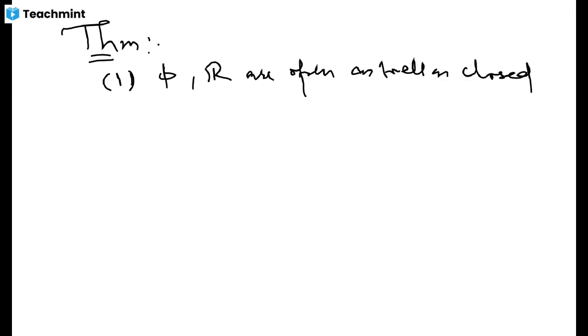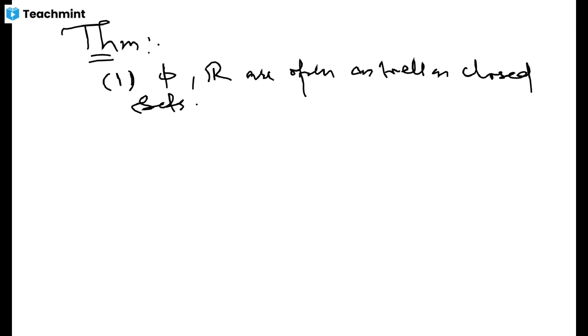It says the following thing, that phi and R are open sets, but they are also closed. So you have sets which are both open and closed, and indeed, these are the only subsets of R which are both open as well as closed. There is no other proper subset of R which has this kind of property. So they are special, that's why they are mentioned here.